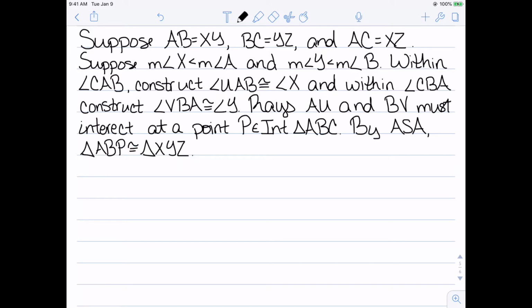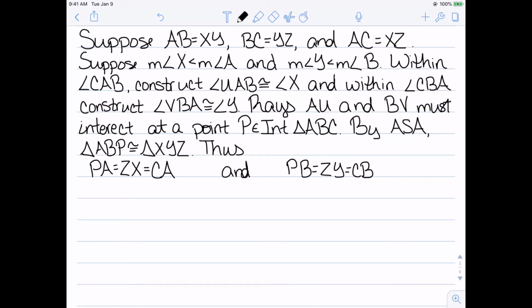By my ASA congruence criterion, triangle ABP is congruent to triangle XYZ. This would tell me that the segment PA has to be congruent to ZX by the fact that these two triangles are congruent. And our hypothesis originally said that ZX is congruent to CA. Equivalently, we would have PB equal to ZY by these new two congruences, and then ZY was originally congruent to CB.